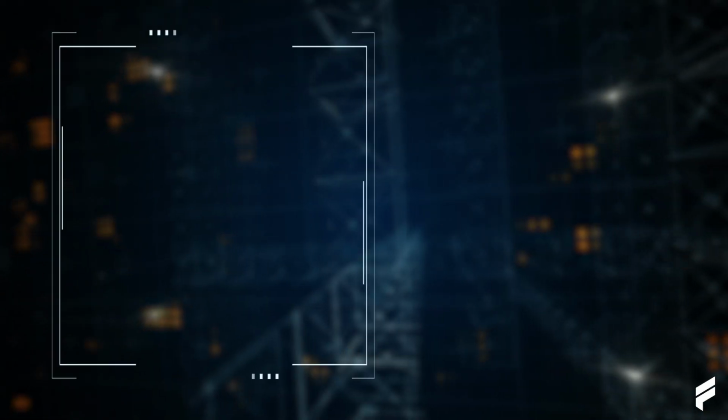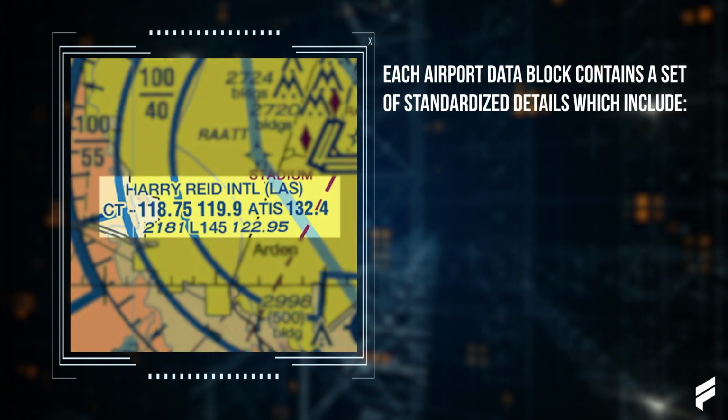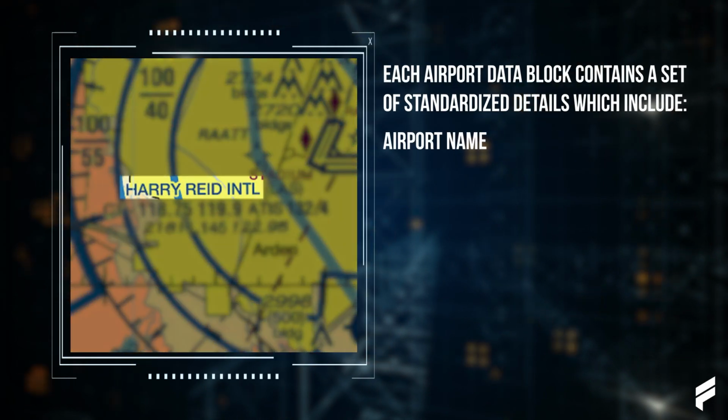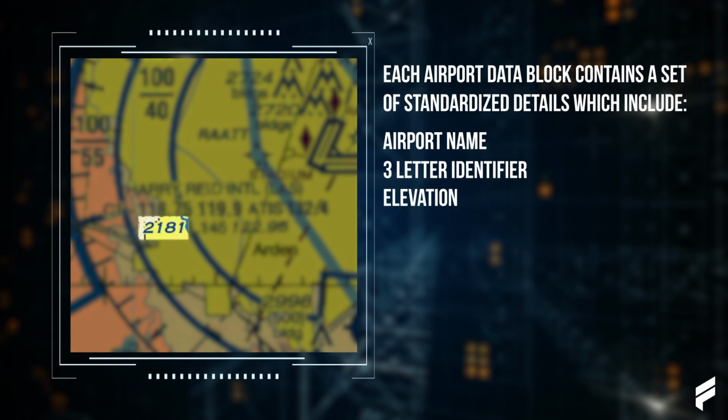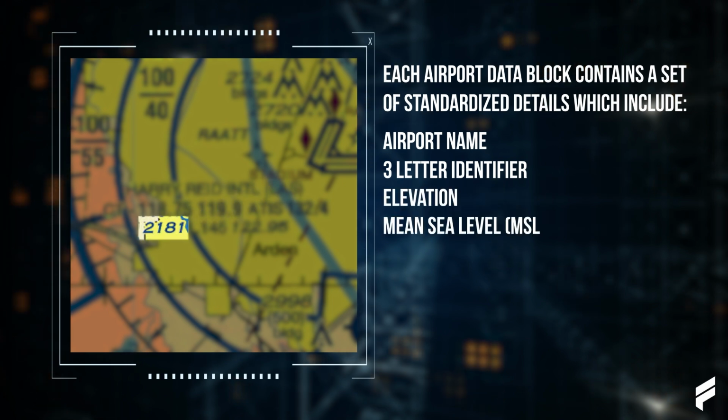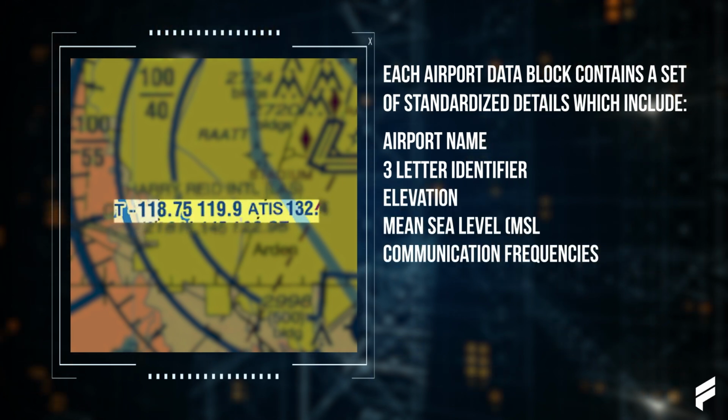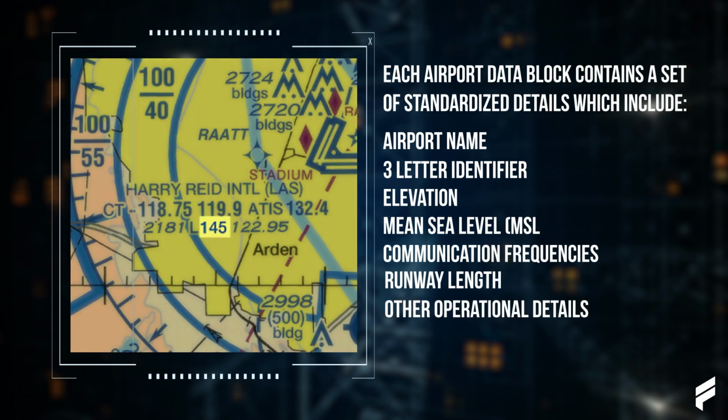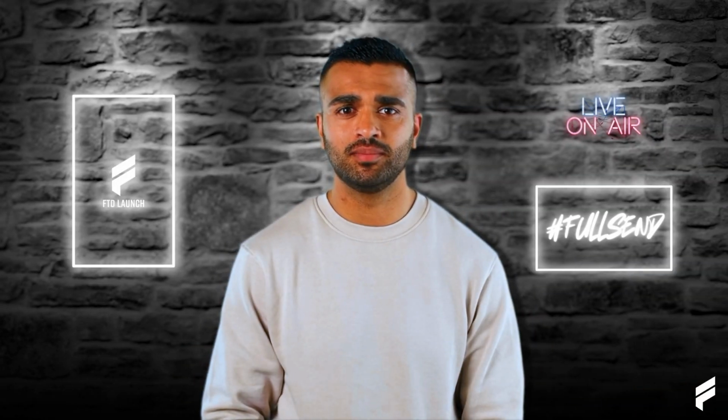Each airport data block contains a set of standardized details, which include the airport name, its three-letter identifier, its elevation in mean sea level, MSL, communication frequencies, runway length, and other operational details. Let's take a look at some examples.